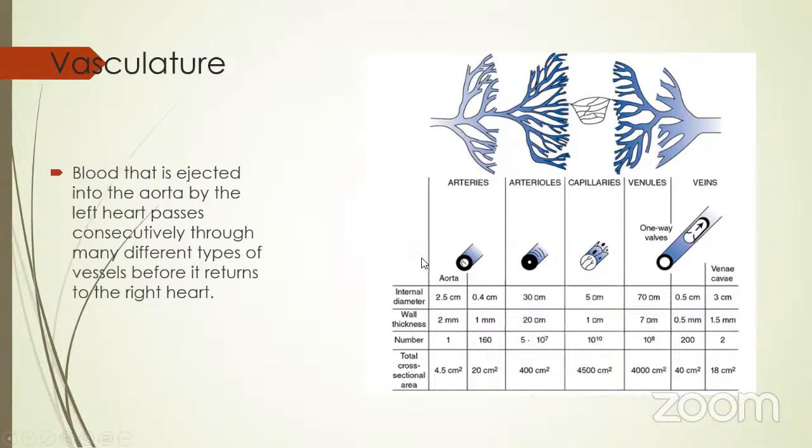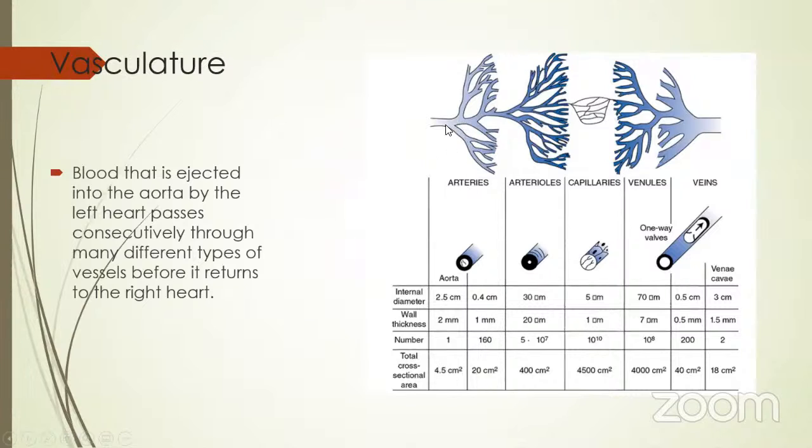Like the aorta, its internal diameter is 2.5, wall thickness 2 millimeters, total cross-sectional area 4.5, and so on. So there is also something called total cross-sectional area. This is the total cross-sectional area of every vessel in the same parallel plane. So in this plane, there is only the aorta, and the total cross-section is 4.5.